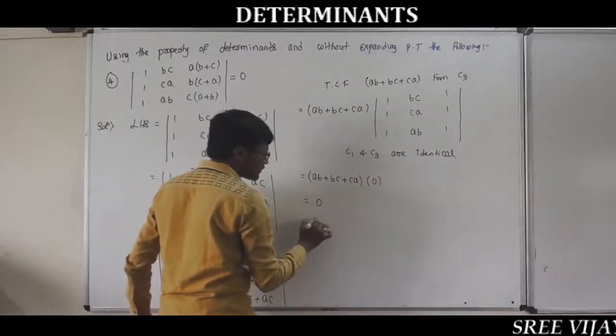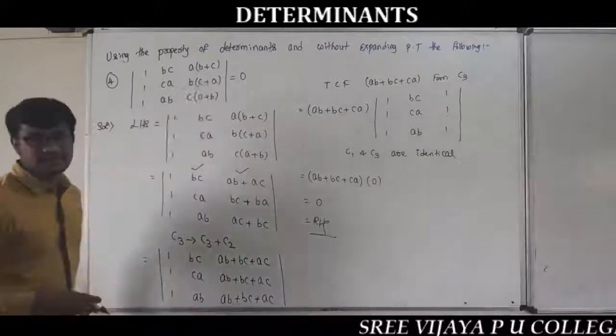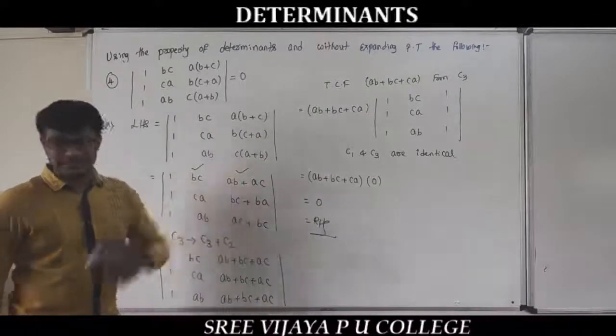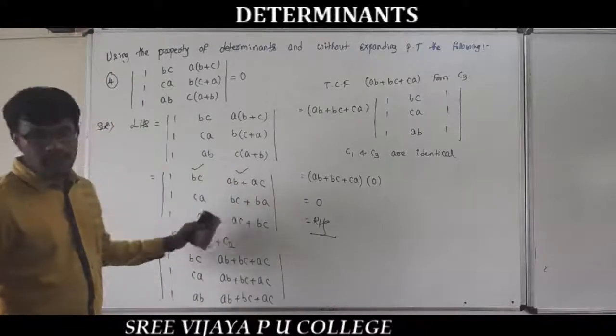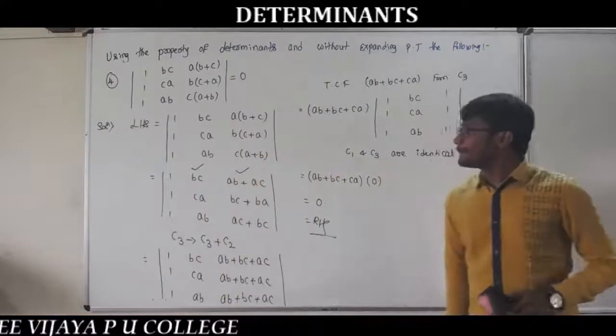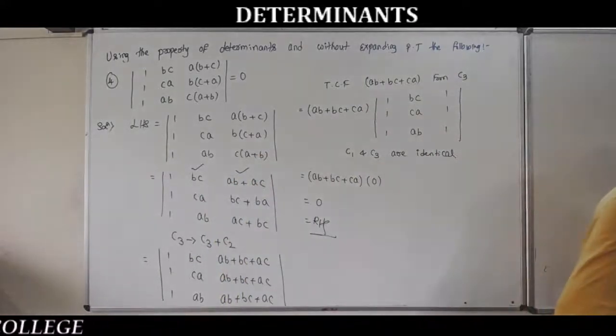That is also equal to 0. 0 times anything is 0 only right there. So that is the RHS. Got it? If I split this one, you will not get that exact answer. So that's why I took the addition of column 3 with column 2. Got it? Here we can do one more.